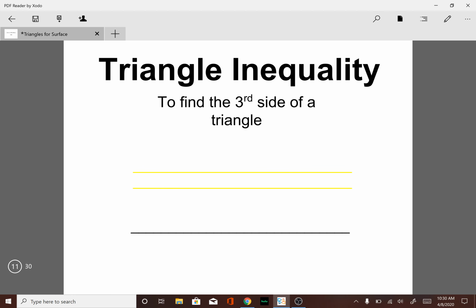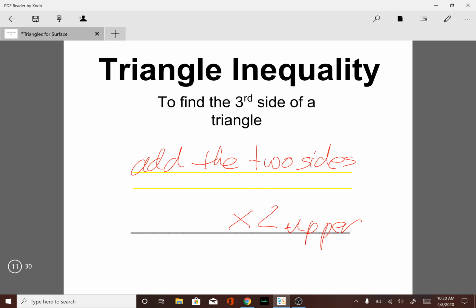To find the third side of a triangle, we know that we can add together the two shortest sides. That'll give us the upper bound. We can subtract two sides. That'll give us the shorter or smaller, the lower bound.